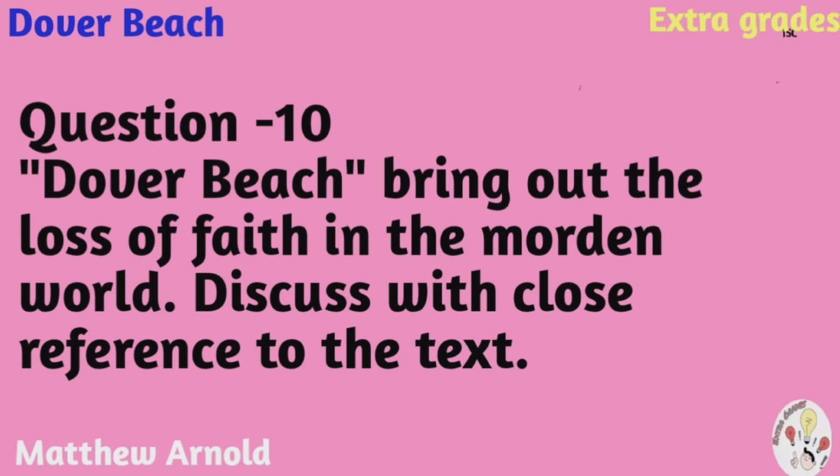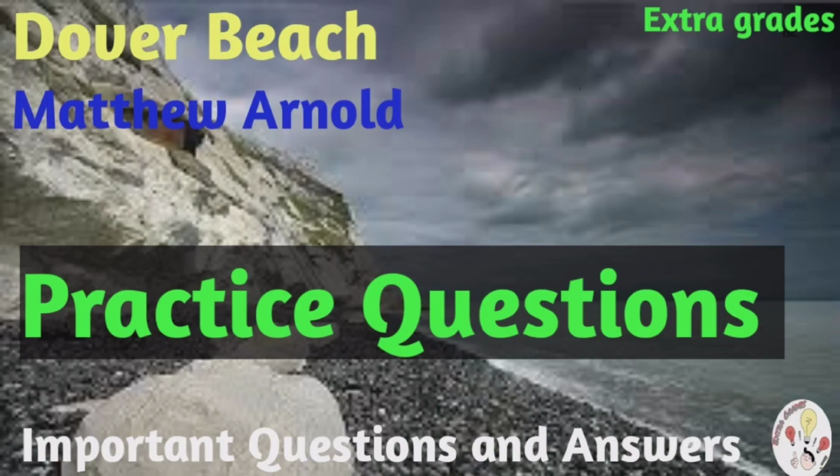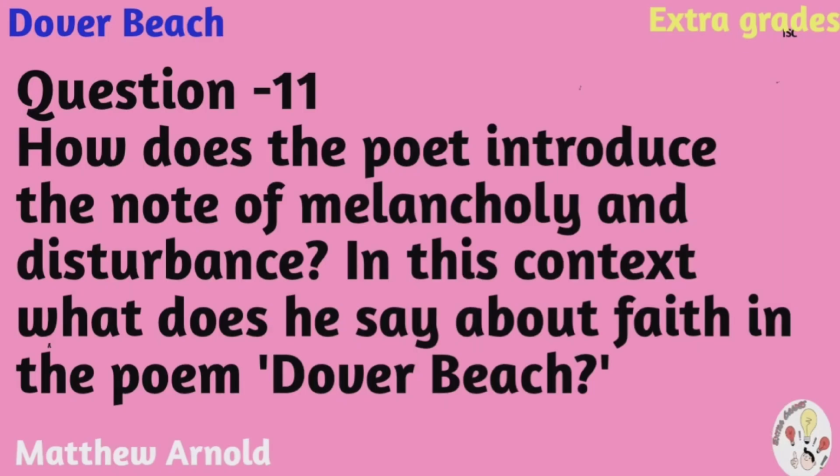So children, I have given you the answer for 10 questions. A few questions I am giving you for you to write and learn how to write the answers, and these questions are very important. The question is question number 11. How does the poet introduce the note of melancholy and disturbance? In this context, what does he say about faith in the poem Dover Beach?